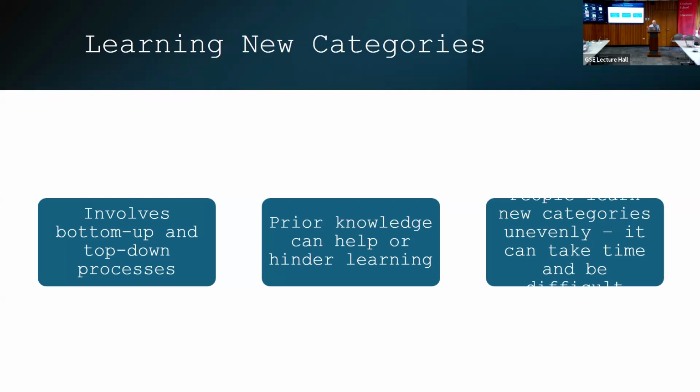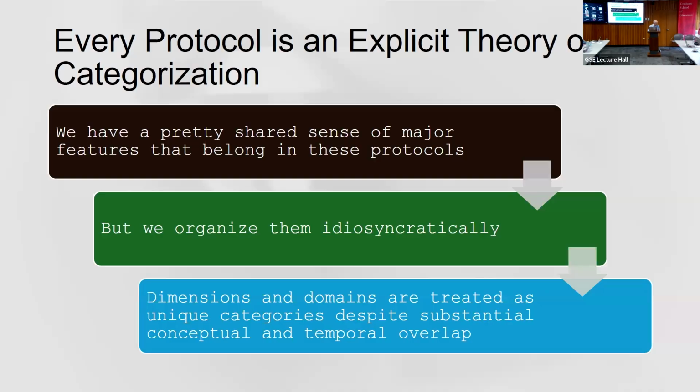And when people learn new artificial categories, they learn them very unevenly. A lot of the research was done with sort of lab-like tasks with shapes and these kinds of things. But we're now talking about a very complex teaching phenomenon, and it can take a lot of time and a lot of difficulty to actually learn what those categories are. And so now let's think about these observation protocols in terms of what we're doing.